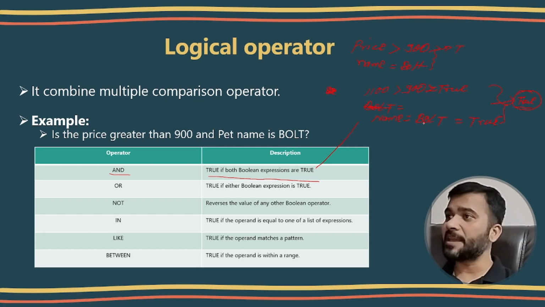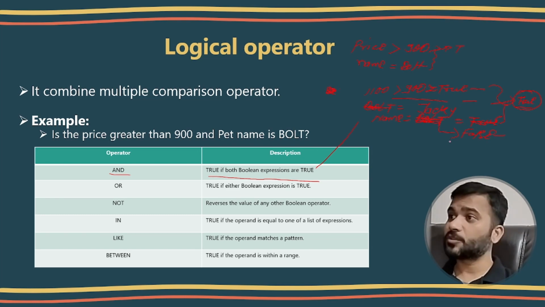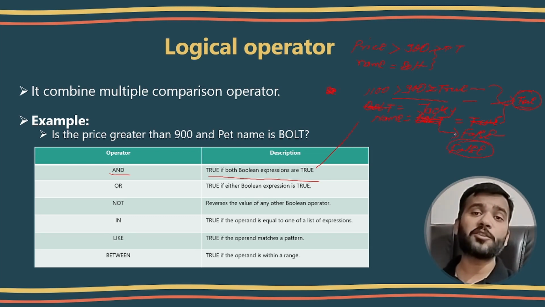Let's say your pet name is Jackie. So the first condition is true, but is the name Bolt? No. So this will return false, right? So one is true, one is false. Will it return true? No, it will not return true. So it will return false. And what I mean by false is that no value will be returned.